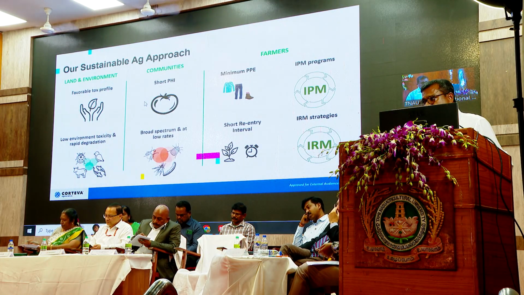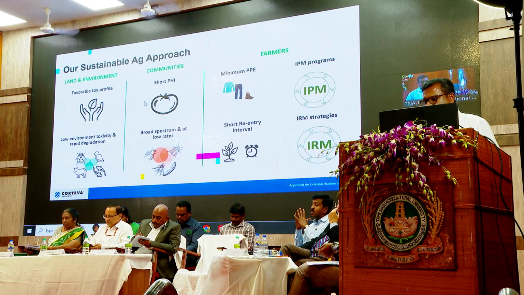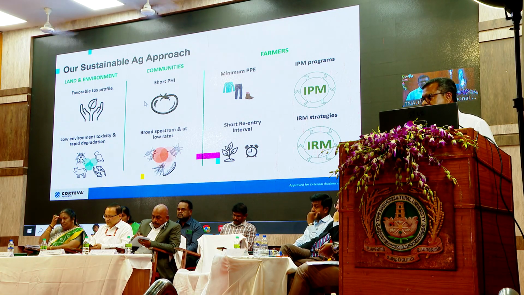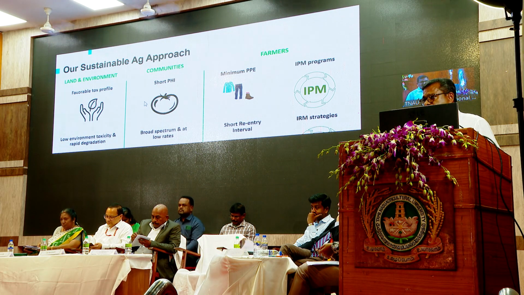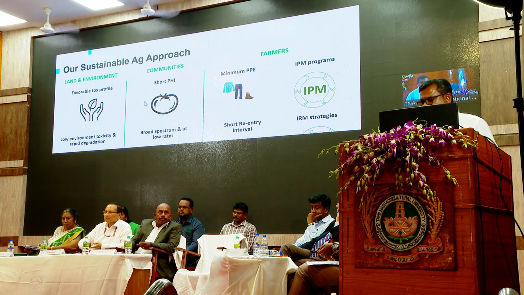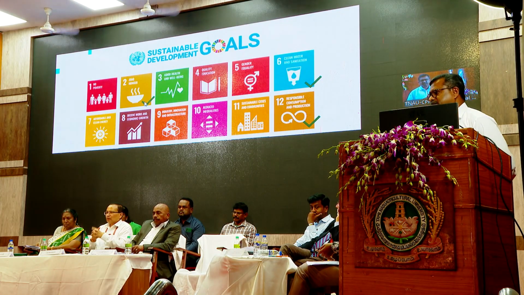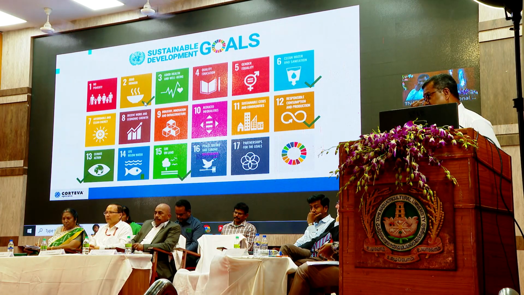From meeting the land and environment, so that it is safe for the environment and not leaving any footprint on the soil or atmosphere, and communities, because of the shorter PHI. Some of the product, if we spray, we cannot consume it for a minimum number of days. We need a shorter PHI, and at the same time broad spectrum control, and for the farmers also, how to handle. If they are handling, it should be safe. All these things are inbuilt, and FAO brought sustainability goals, 17 goals.